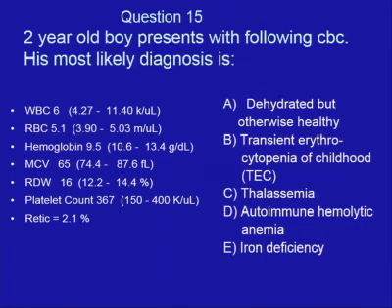All right, a 2-year-old comes in with the following blood count, most likely diagnosis, same options. So here, the RBC is a little bit high, hemoglobin is low, MCV is low, and the retic is a little bit elevated.